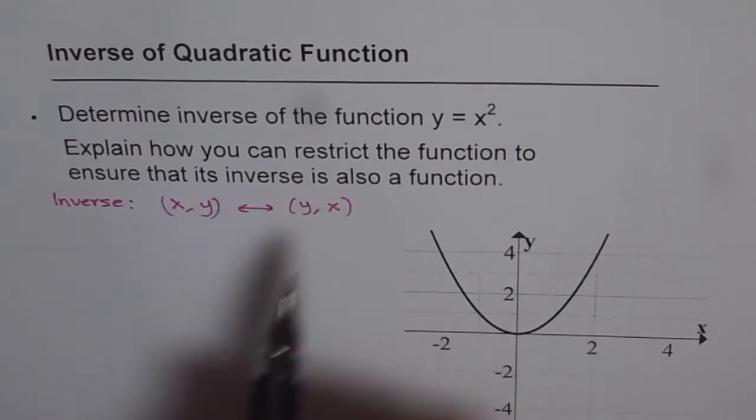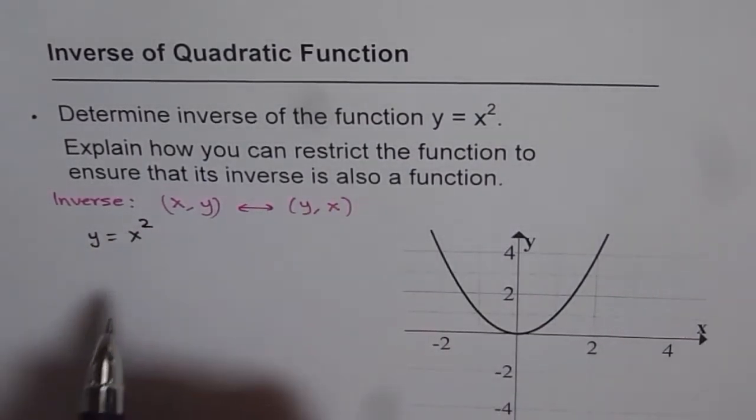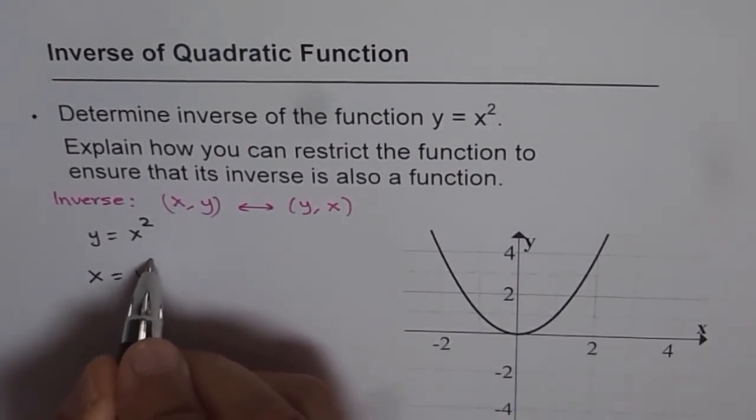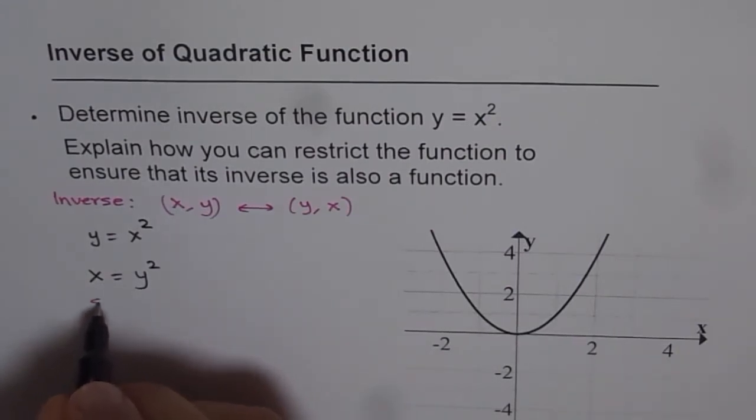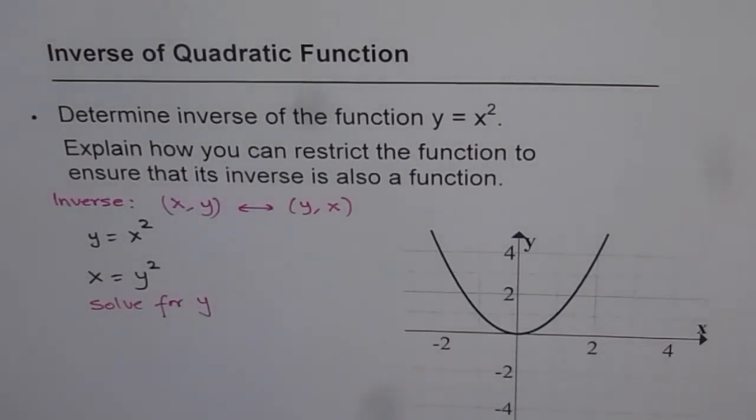Now here, the function is y equals x squared. If we swap it, we get x equals y squared. So that is the first step. And the second step is to solve for y.